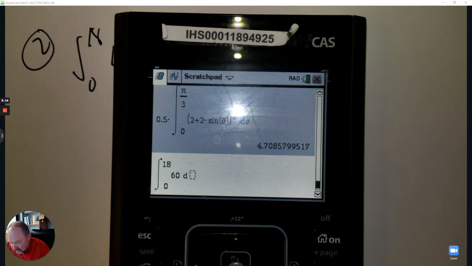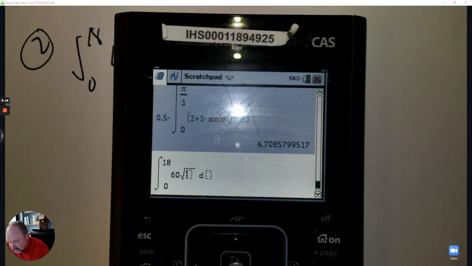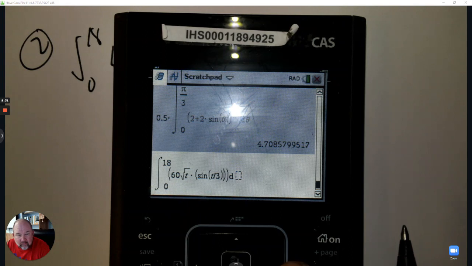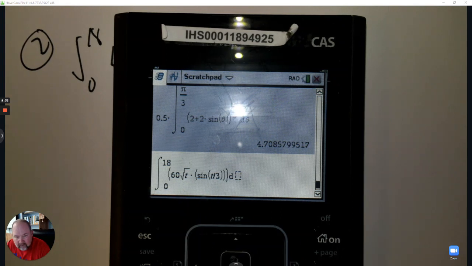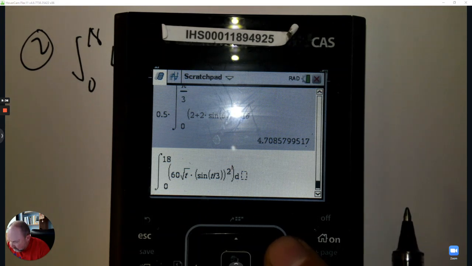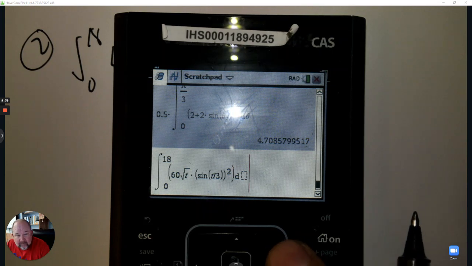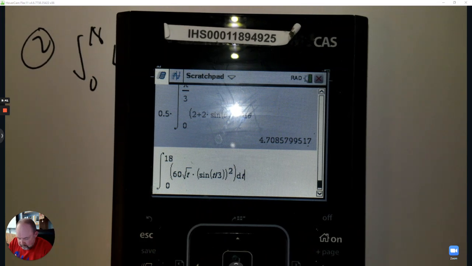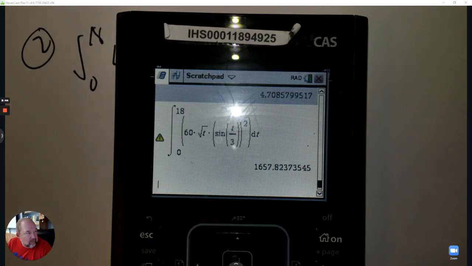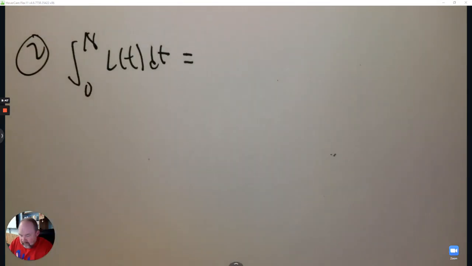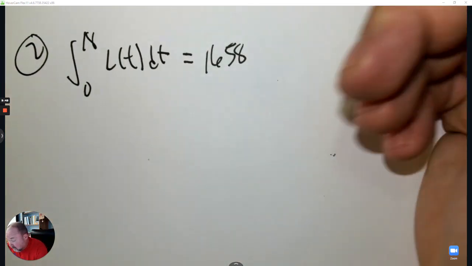So it's 60. The square root of t times parentheses sine t over 3, then square it, just the sine part. See how they're testing it? I don't like that. And then dt. And you get the answer to the whole number, 1,658. Good practice, right? You got to do it. Sometimes they do that to you.